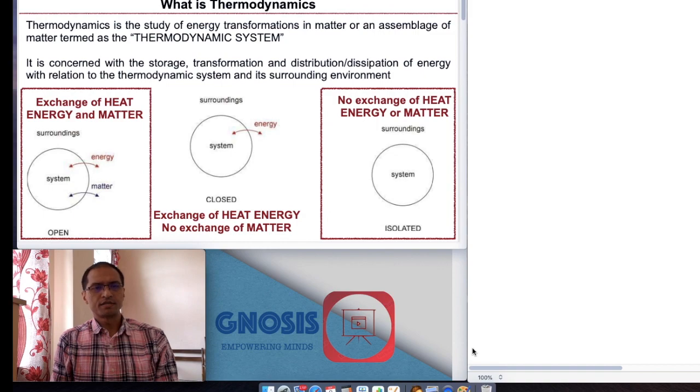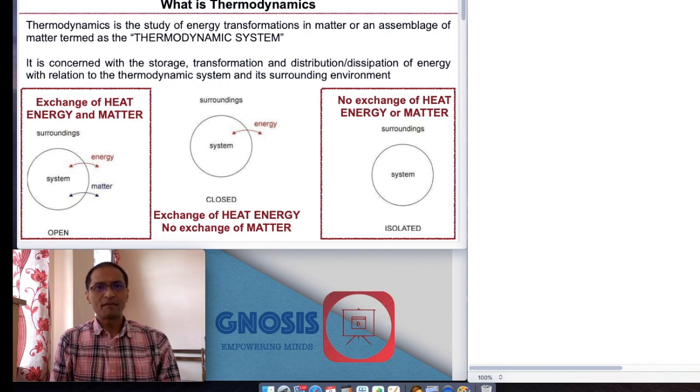What we're going to discuss today is thermodynamics. In this class, we will have a look at what thermodynamics is in the context of biological systems, and then also try to understand how the laws of thermodynamics apply in biological systems. So firstly, the first thing that we have to try and understand is what is thermodynamics.